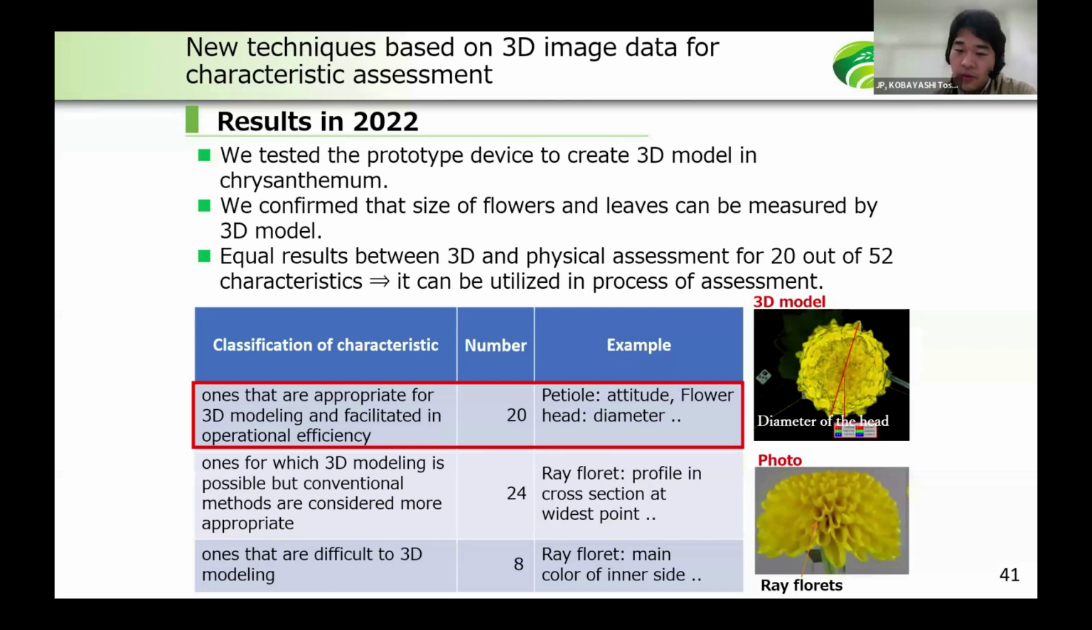And 32 of the characteristics that could not be assessed in 2022 may be able to be assessed by creating a more detailed 3D model. We are conducting this attempt in 2023.